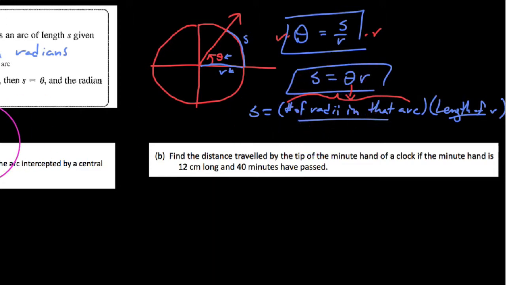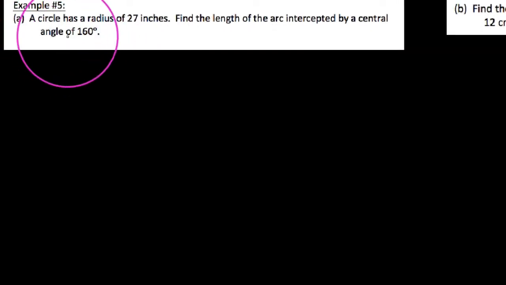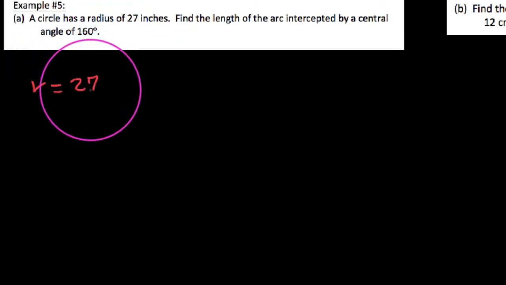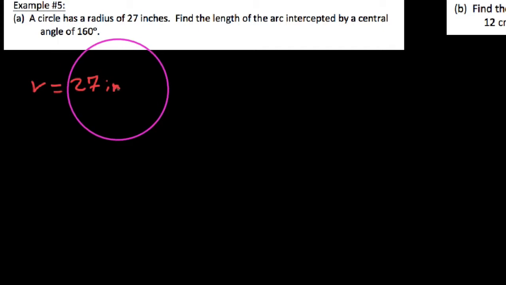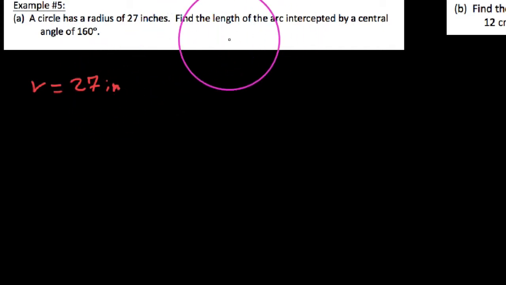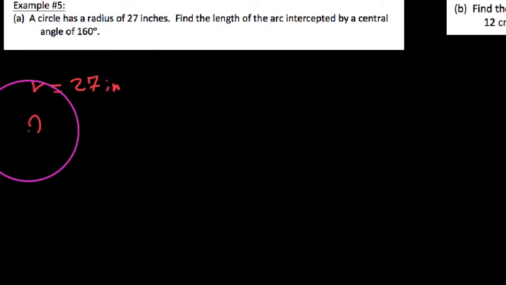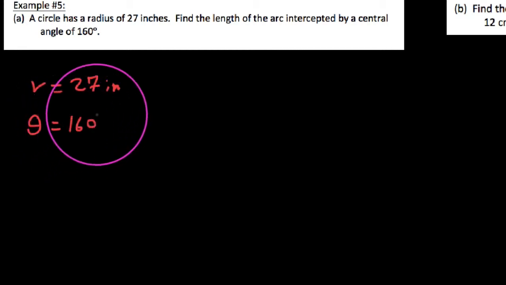Let's take a look at example number 5. It says a circle has a radius of 27 inches, so we can write that down here: 27 inches. It also says to find the length of the arc intercepted by a central angle of 160 degrees. So my angle is 160 degrees.